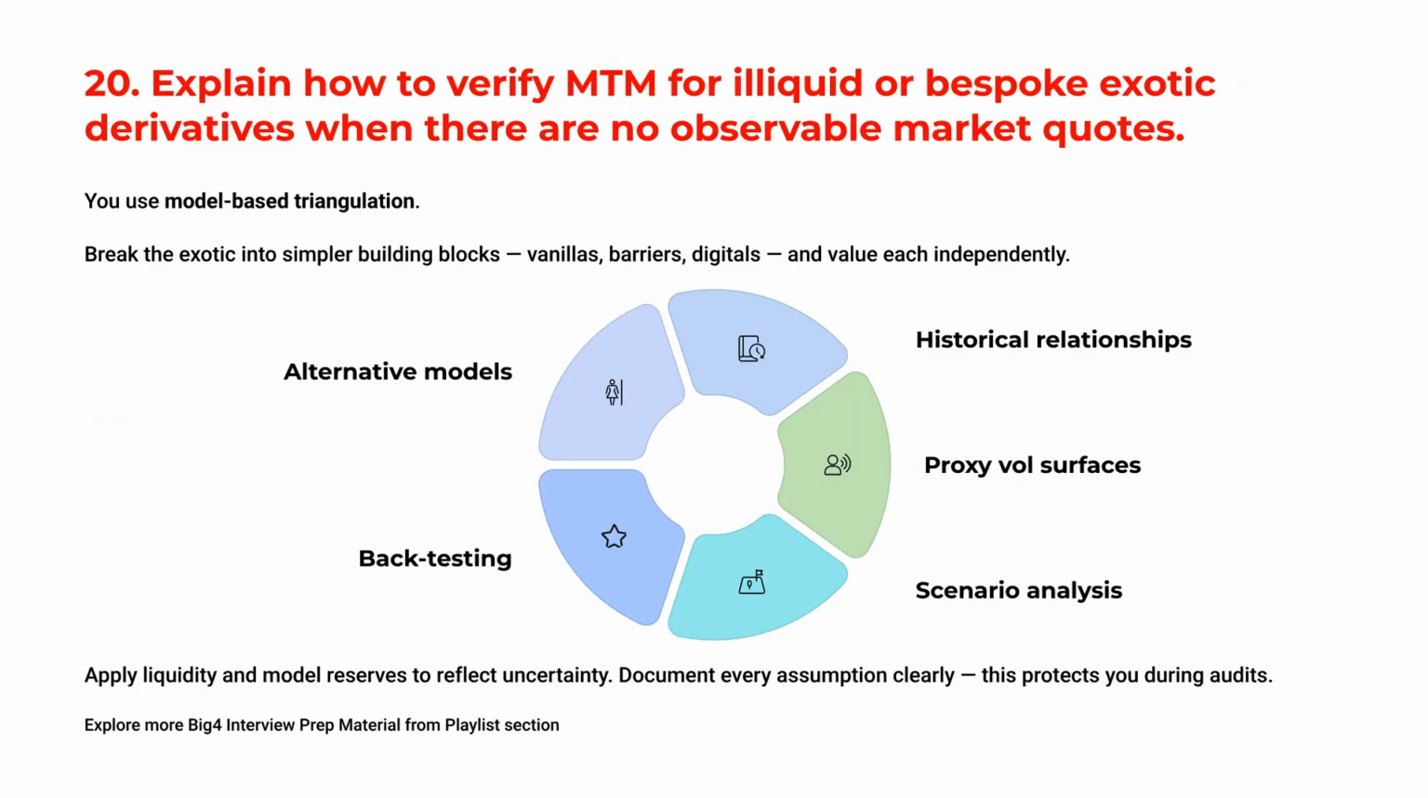Explain how to verify MTM for illiquid or bespoke exotic derivatives when there are no observable market quotes. You use model-based triangulation. Break the exotic into simpler building blocks, vanillas, barriers, digitals, and value each independently. Use alternative models, historical relationships, proxy vol surfaces, scenario analysis, backtesting against similar trades. Apply liquidity and model reserves to reflect uncertainty. Document every assumption clearly. This protects you during audits.